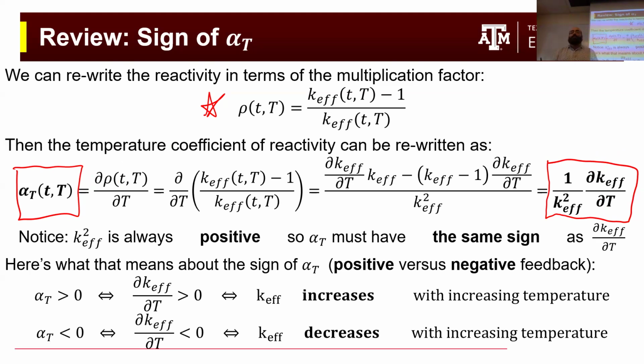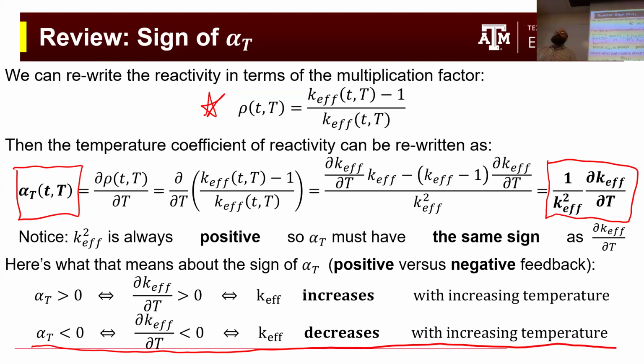So if the temperature coefficient is positive, that means that the temperature derivative has to be positive, and that means that if I increase my temperature, I also end up increasing K effective. Whereas if my temperature coefficient is negative, that means that the derivative is negative. So if I were to increase temperature, K effective is going to go down. So when alpha T is negative, temperature goes up, resulting in K effective going down.